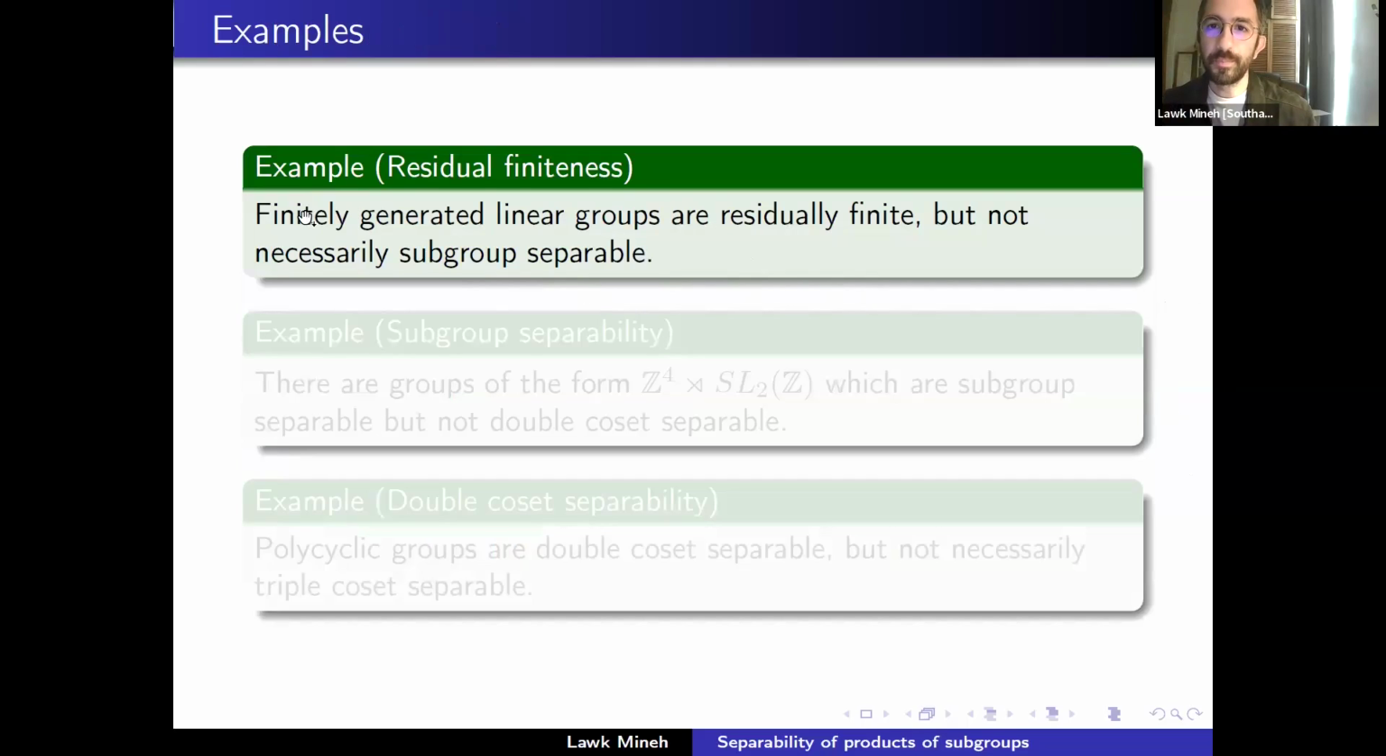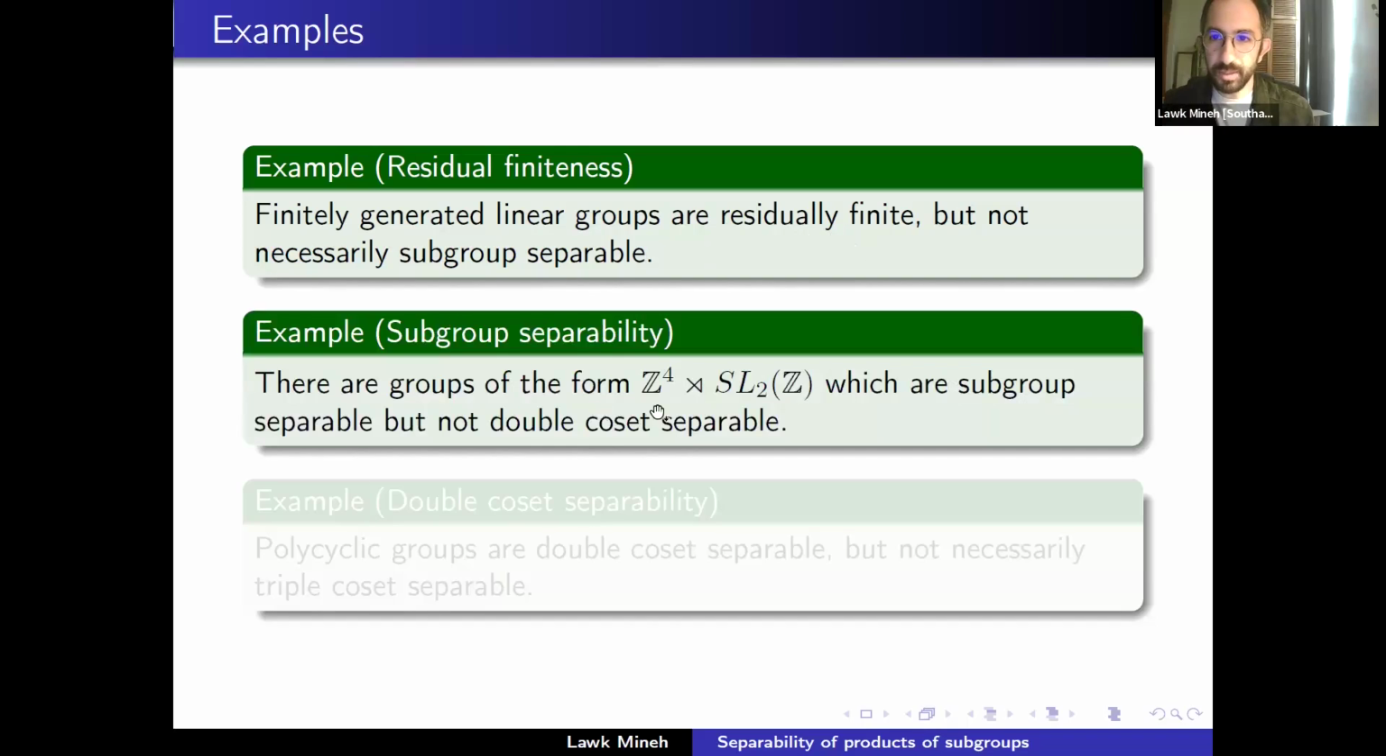So, all finitely generated linear groups are residually finite. This is a classic result from Maltsev from, I think, the 40s, very algebraic. And so linear groups form a massive class. Probably most of the groups that you're familiar with are linear, in fact. But these groups are not necessarily subgroup separable. I don't know off the top of my head what the simplest example is, but there are, for example, lattices in rank 1 Lie groups with higher dimension, which are not subgroup separable.